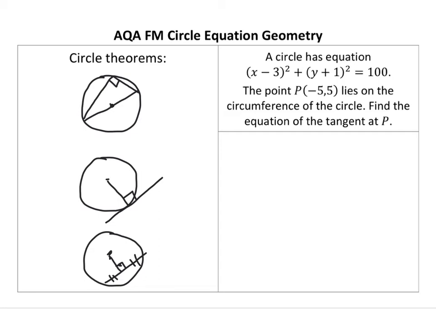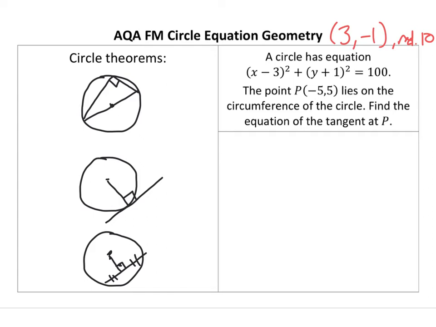Now, let's have a look at this question. It says a circle has the equation x minus 3 all squared plus y plus 1 all squared equals 100. So that means that the centre is at 3, negative 1. All right, the radius is 10 as well. Radius 10. Okay, so there we go.